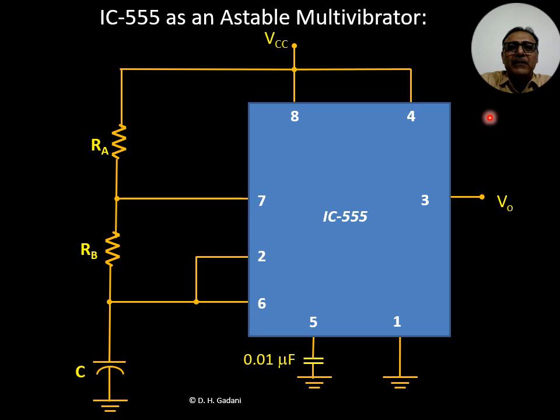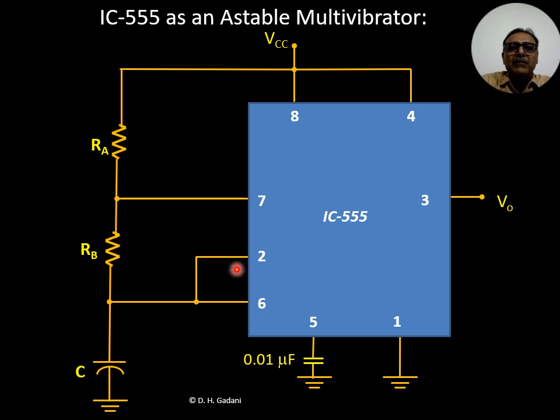As you can see that pin number 8 and pin number 4 are connected to VCC. The resistance RA is connected between pin number 8 and pin number 7. The resistance RB is connected between pin number 7 and pin number 6.